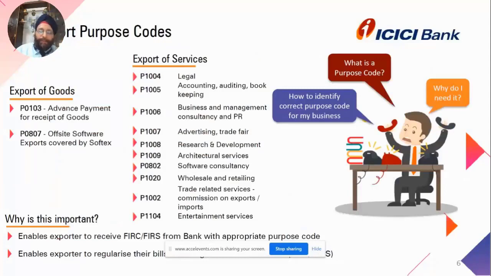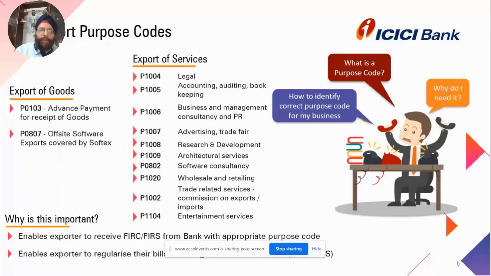These are the various export purpose codes which are utilized. The first and foremost, in case you are receiving any payment in advance, is P0103. In case your transaction pertains to software exports, it's P0807. Then there are exports of services also. That is P1004 for legal. If it is commission, then it is P1002. If it is accounting, it's P1005. Then P1104 is used for entertainment services. And this is how it happens.